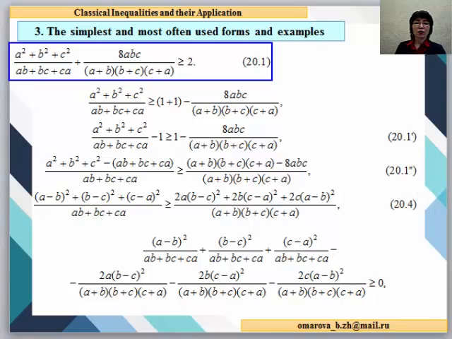Next, we use the equalities 20.2 and 20.3. Then inequality 20.1 becomes the form 20.4. We move the right hand side to the left hand side with opposite sign and rewrite the inequality in the following form.